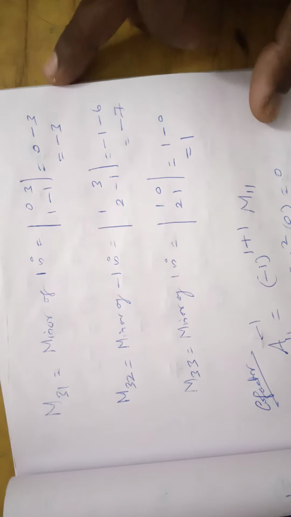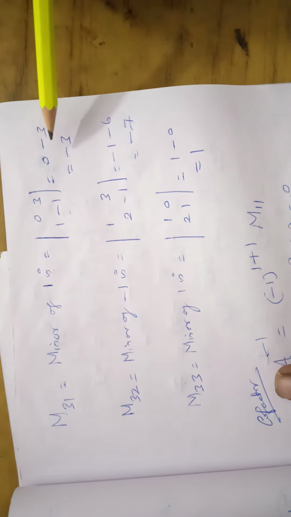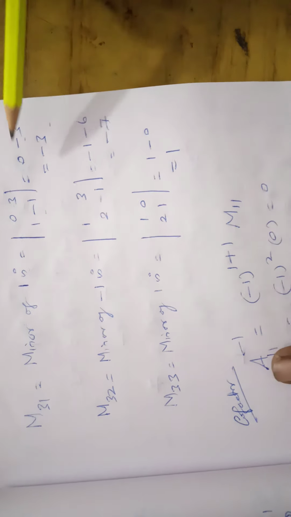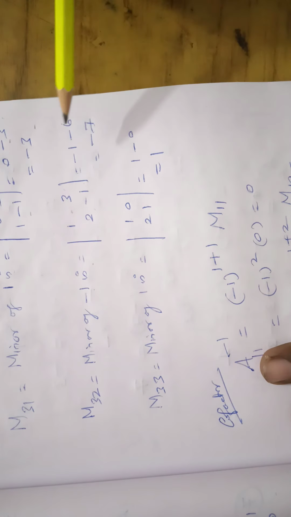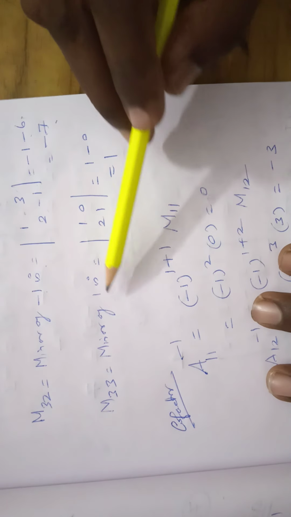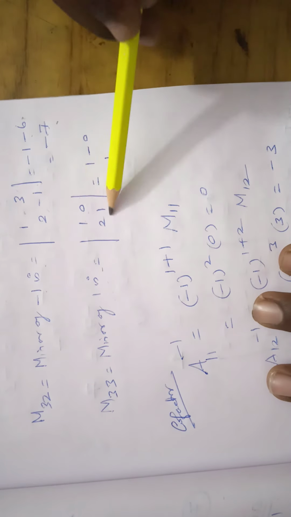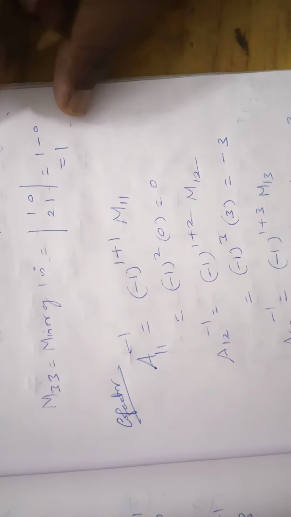M31, third row first column, the minor of 1, is [0 3; 1 -1], 0 minus 3 is minus 3. M32, the minor of minus 1, is [1 3; 2 -1], minus 1 minus 6 is minus 7. M33, the minor of 1, is [1 0; 2 1], 1 minus 0 equals 1. So the minor calculations are over.